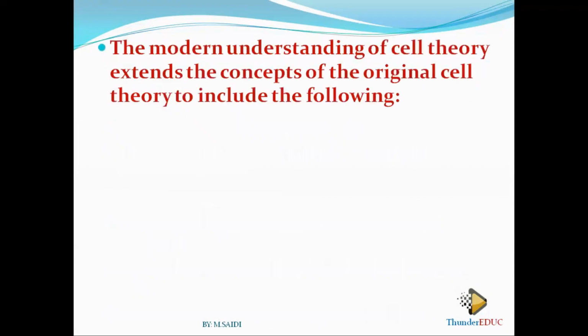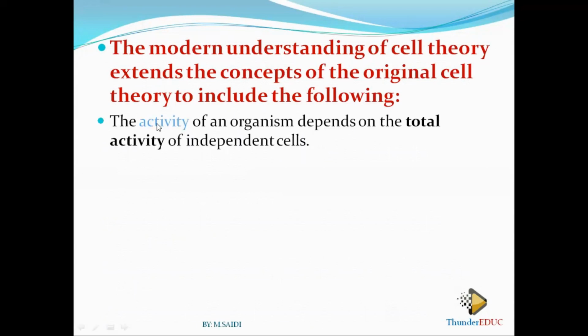The modern understanding of cell theory extends the concept of the original cell theory to include the following. The activity of organisms depends on the total activity of independent cells. Each cell is performing a specific function. So when you join all the activities together, you bring about the activity of the whole organism.